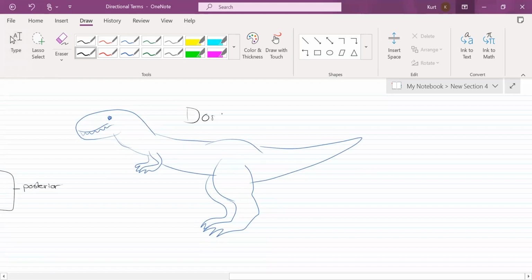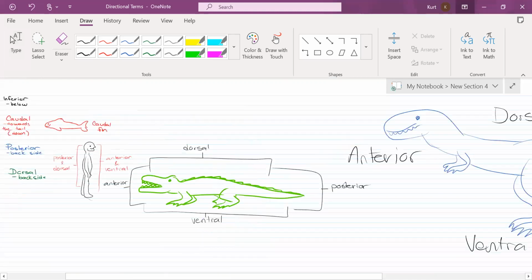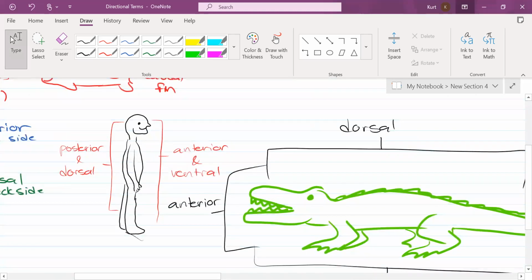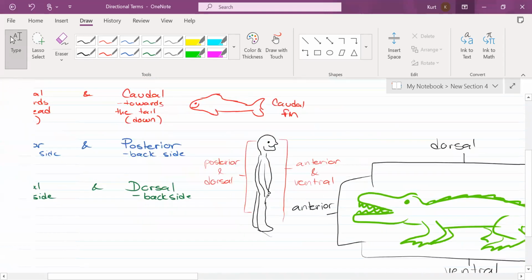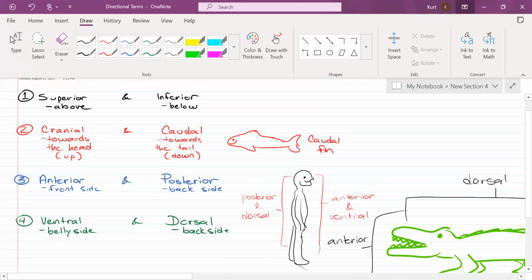Dorsal, posterior, ventral, anterior. So when I say biped, I mean you're standing straight up, like us. Dinosaurs didn't stand straight up. They bent over like birds. All right. Are there any questions so far? 4 pairs down, 3 pairs to go.